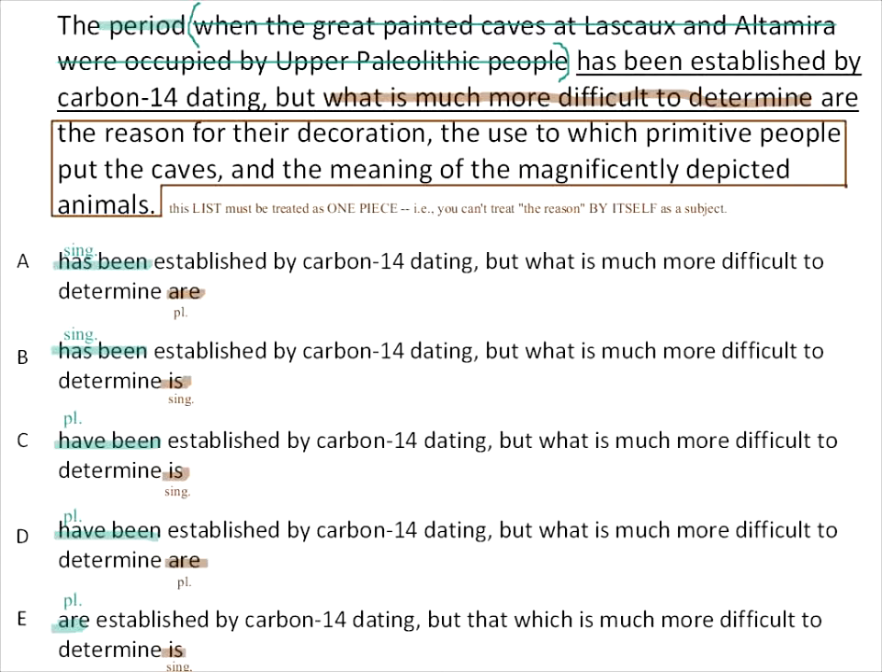That's really important, and we're going to get more into that in a second. But you really, really cannot break up lists. And that gives you almost absurd consequences, but we'll talk about that in just a second. But this is the subject. What is much more difficult to determine? The pronoun what is the subject. So this is not a backward construction.